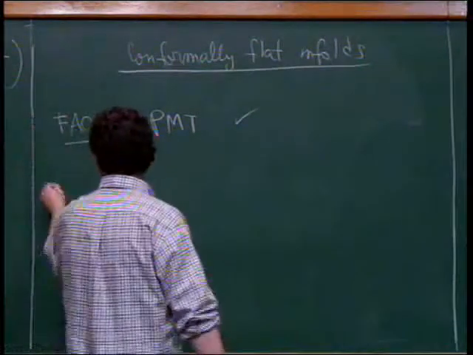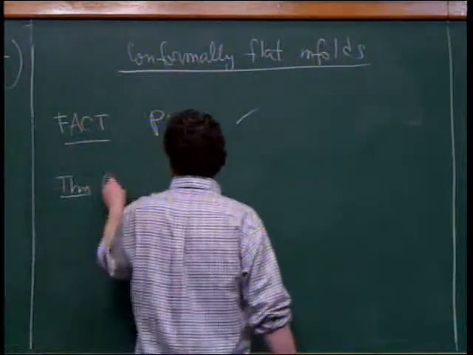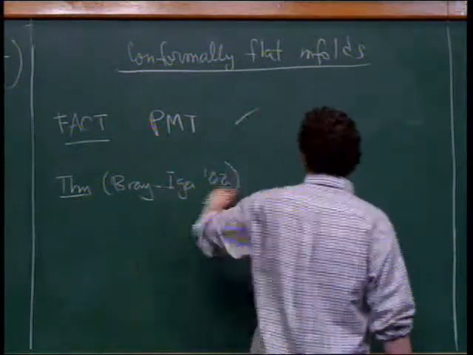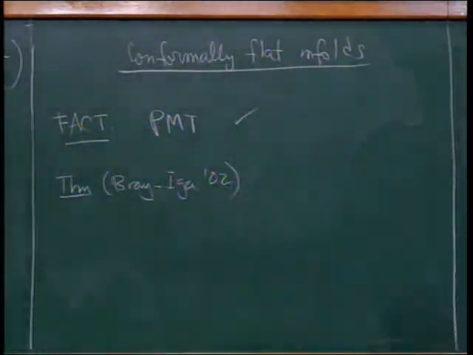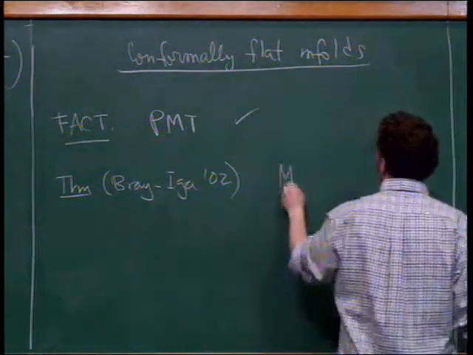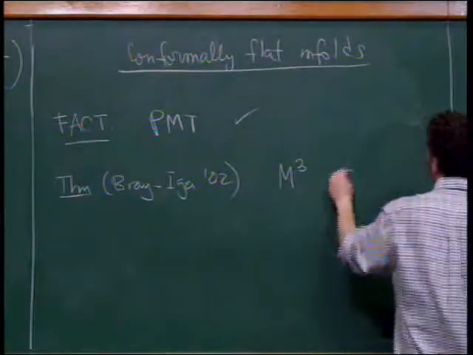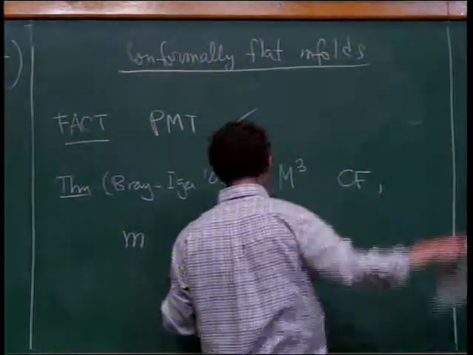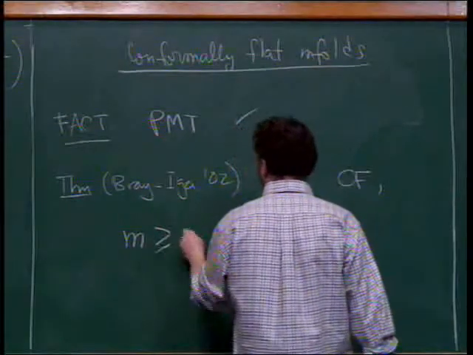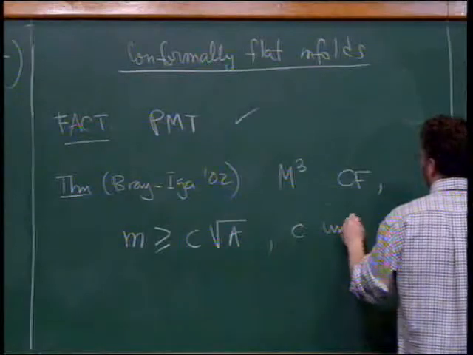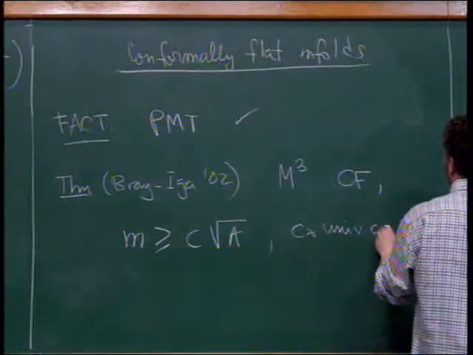So there's a theorem, but Bray and Iga from O2. So this is post Riemannian Penrose inequality of Bray. It says the following: if M3 is conformally flat, then, in the same setting as the Riemannian Penrose inequality, M is greater than some constant times the square root of the area, with C some universal constant. So C is a positive universal constant.